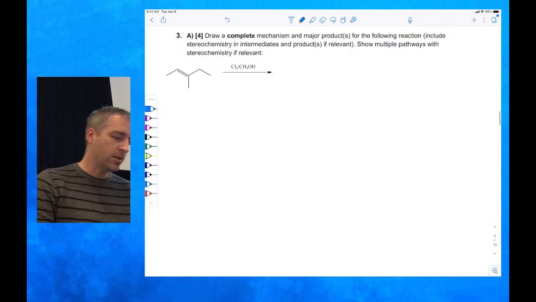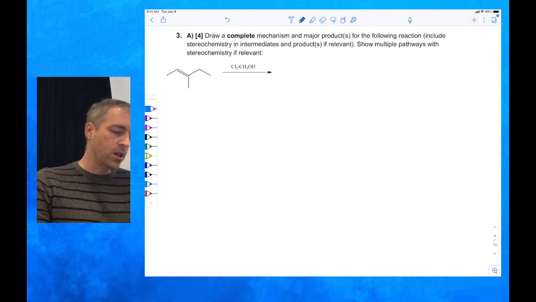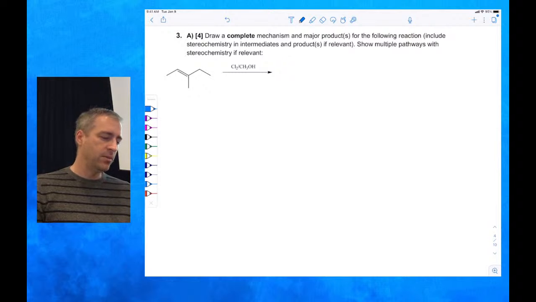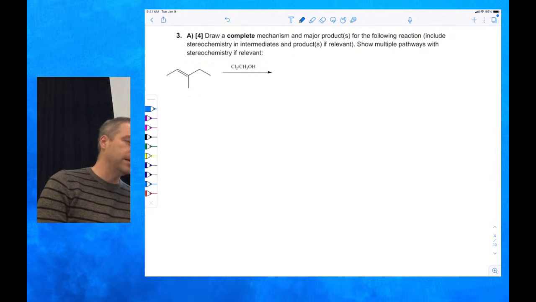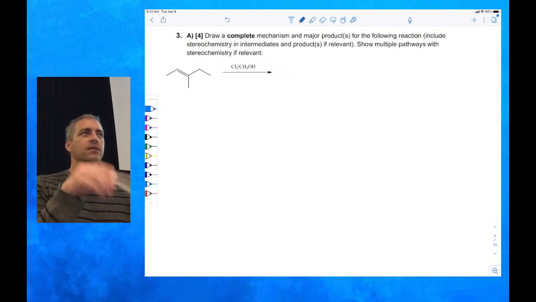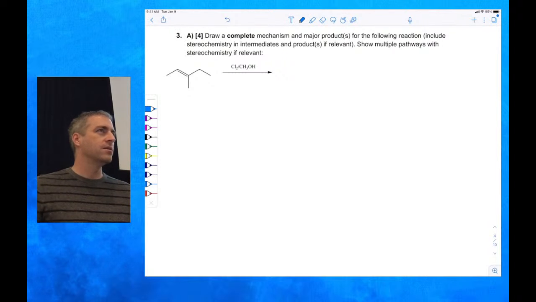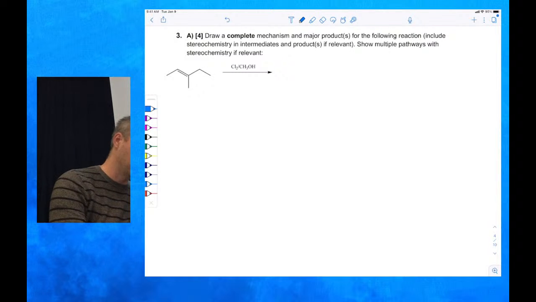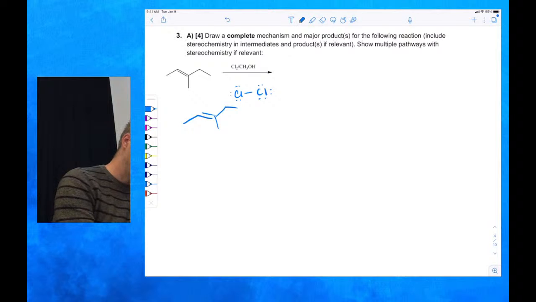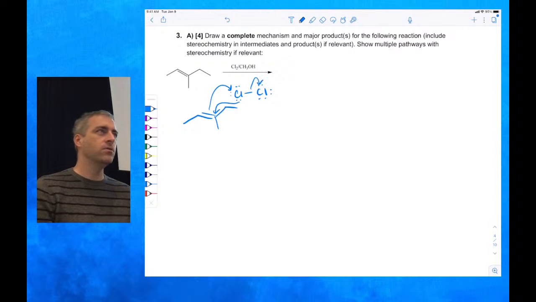Next question, draw a complete mechanism and major products for the following reaction. Include stereochemistry in intermediates. We're starting with an alkene, so it's probably a Unit 8 reaction. It's going to be addition, and it's addition of chlorine in a nucleophilic solvent, methanol. So we start with the addition: we make that cyclic chloronium ion, attack with the nucleophile, and move forward. It's going to look like this. Cl, Cl. We're going to do something that looks like that. 3 sets of arrows in that first step.